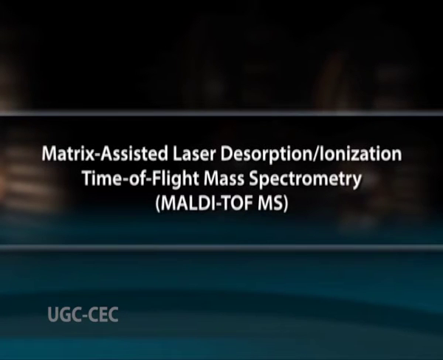Matrix assisted laser desorption ionization time of flight mass spectrometry, or MALDI-TOF MS. It is the newest procedure in use to detect microsatellite polymorphisms. Mass spectrometry involves the ionization of a molecule, accelerating the ions in an electric field and passing the ions through a magnetic field.